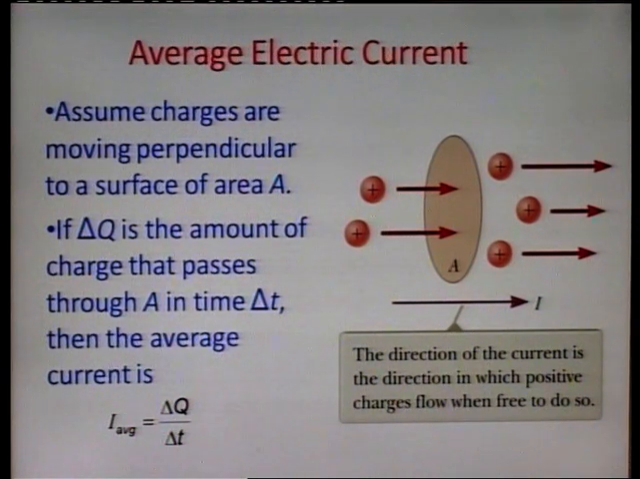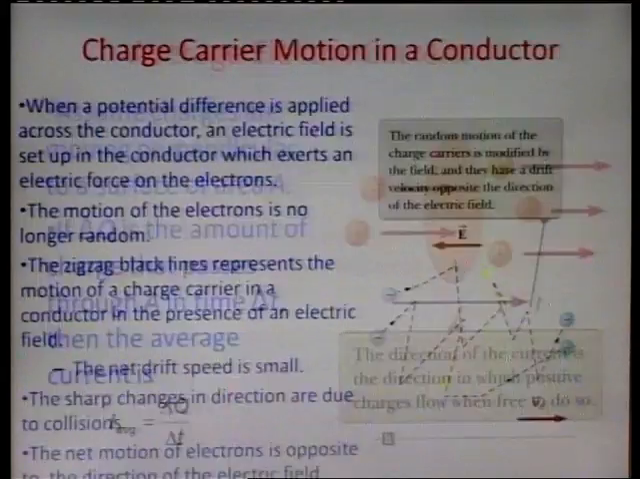Now, if you see in this diagram, there is an area, surface area. The charges are flowing. These charges are assumed to be moving perpendicular to the surface area. Now, if in time delta t, delta q amount of charge passes through this area, then we define average current as delta q upon delta t. The direction is conventional direction of current, positive to negative. Electronic direction is from negative to positive.